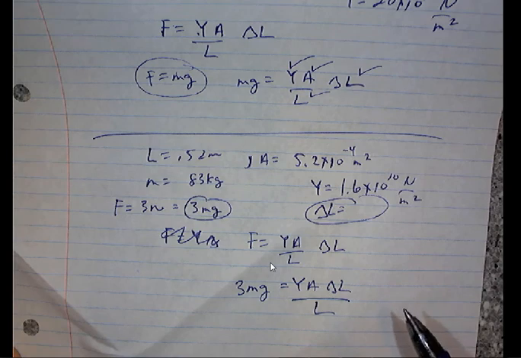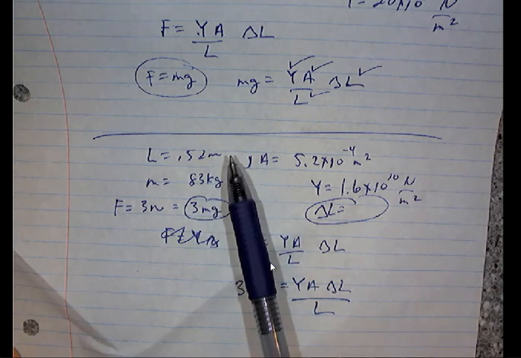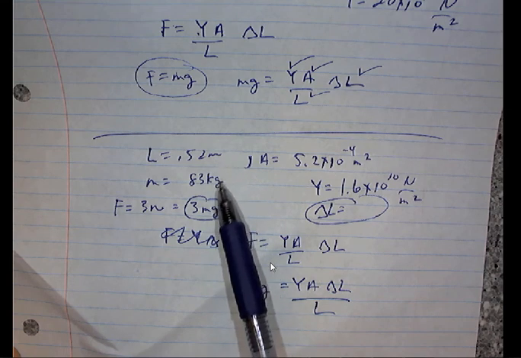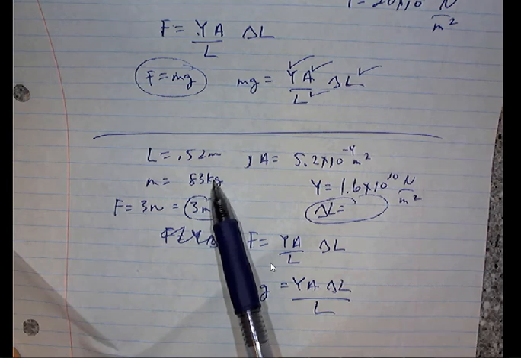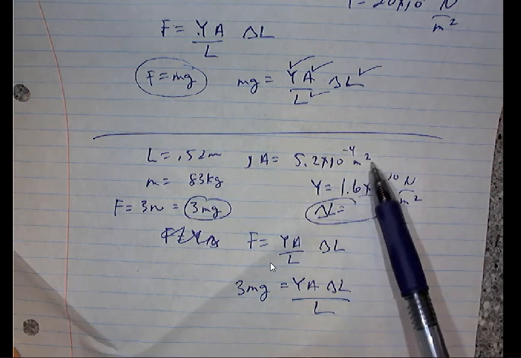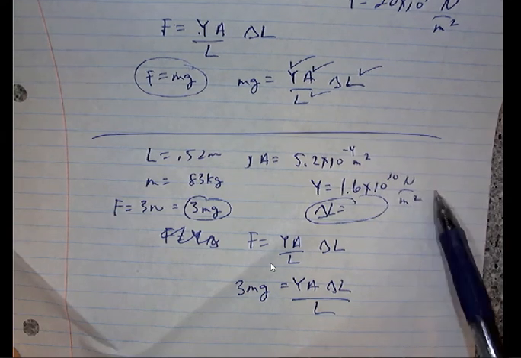Okay, so really similar to the stretching of the string, the femur length is 52 centimeters, so 0.52 meters. The mass of the person is 83 kilograms. Luckily in this one they just give you the cross-sectional area. You don't have to calculate it. Young's modulus for a femur is also given.